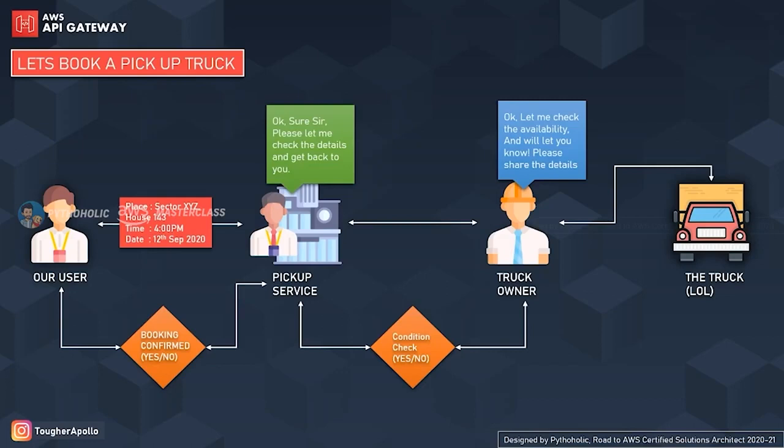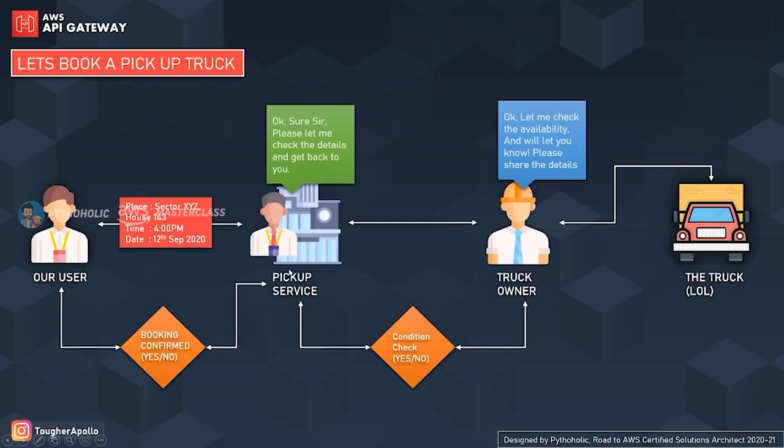So the best option for us is to go to the pickup service and talk to the manager. So here is our user. This is our truck, this is our truck owner, this is the pickup service center manager. And the next thing will be to place the order for the pickup truck based on the information that we need to provide to the manager, like the place of delivery, time, the pickup date, and the address.